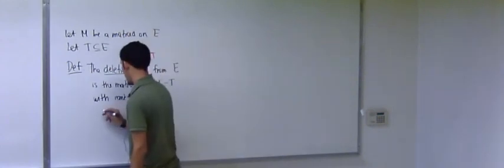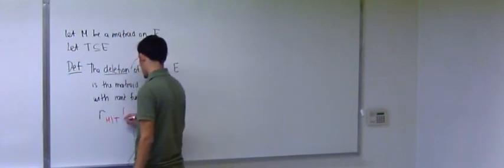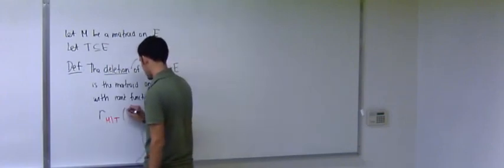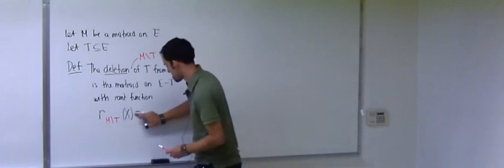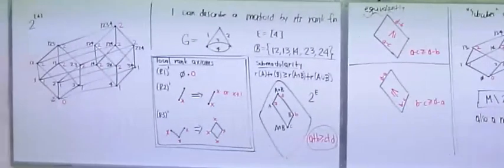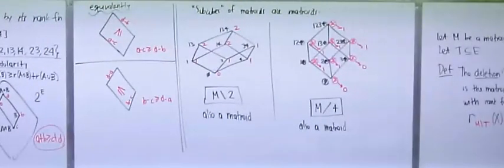So what is the rank function of this guy, M backslash T? What is the new rank of X? We're going to think of this as the old rank function, and this is the new rank function. So what is the new rank of a set here? It's exactly what it was.